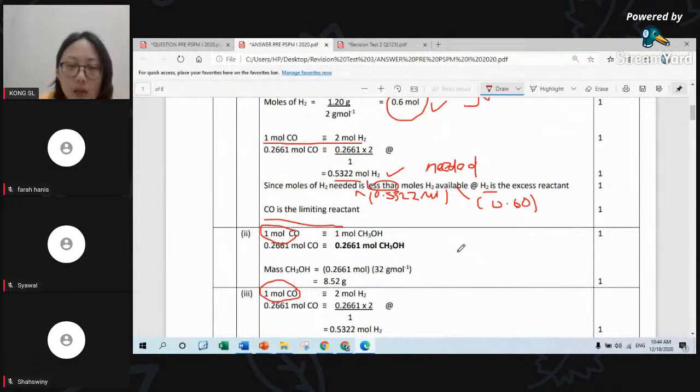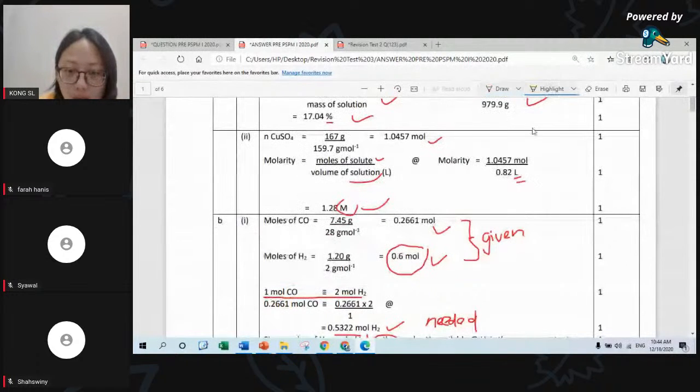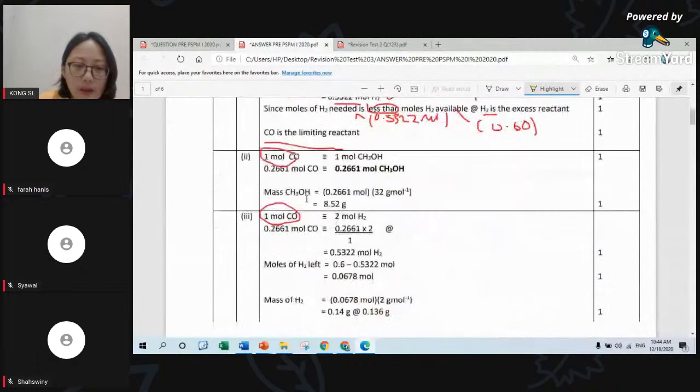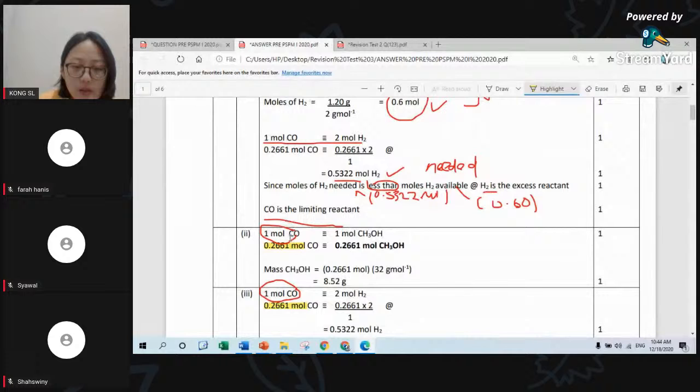Ada orang confuse limiting reactant guna mole apa? Guna mole yang asal. Guna mole asal yang diberi untuk kiraan. So that's why 0.2661 compare. 0.2661, 0.2661. Okay, the first question asks about product. So it's 1 to 1. So times molar mass, you get the answer.